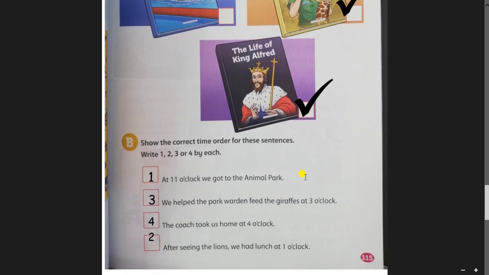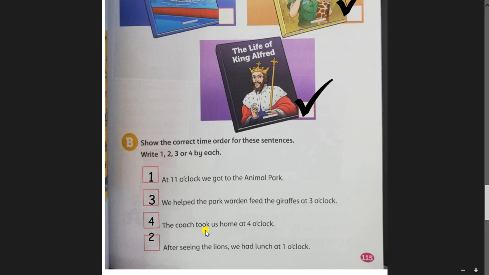Question B. Show the correct time order for these sentences. Write 1, 2, 3, or 4 by each. I'm going to read them. Here is already solved. Don't just copy it. Let's read. At 11 o'clock, we got to the animal park. So the important part is 11 o'clock. We helped the park warden feed the giraffes at 3 o'clock.